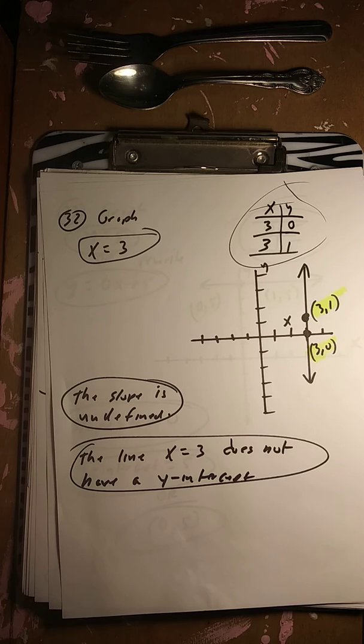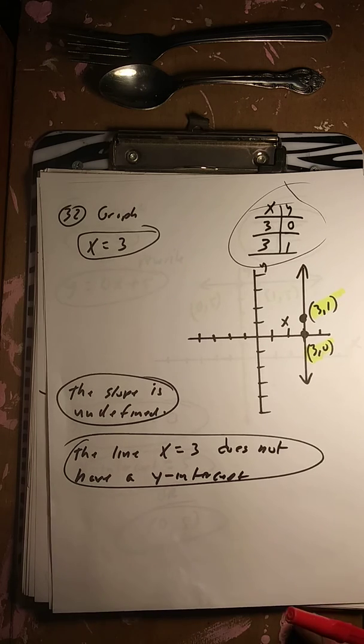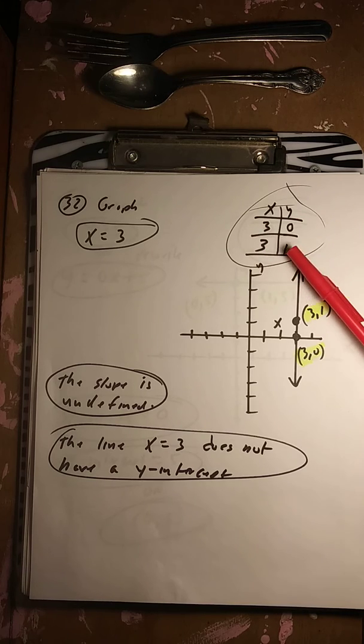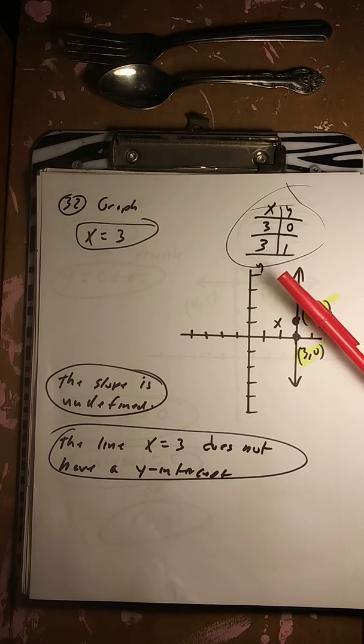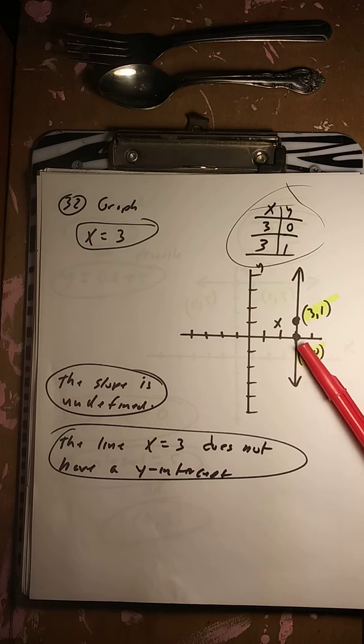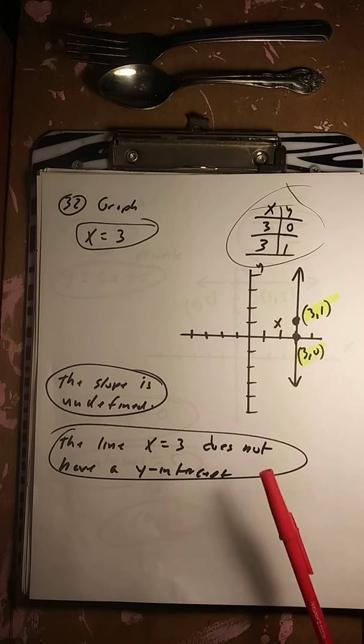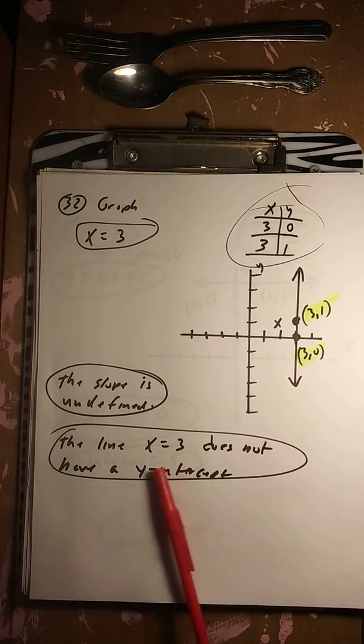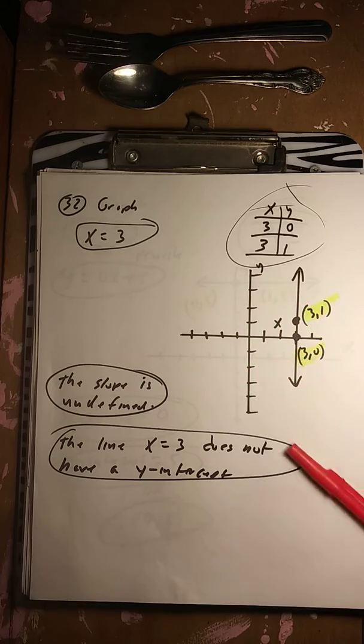All right. Graph x equals 3. That means x is always going to be 3, no matter what. So x is 3 and y is 0, x is 3 and y is 1. That's it, 2 dots. We need 2 points. So notice this goes straight up and down like this. So 3, 0 and 3, 1. And the slope of this is undefined. The line x equals 3 does not have a y-intercept. It never crosses the y-axis.